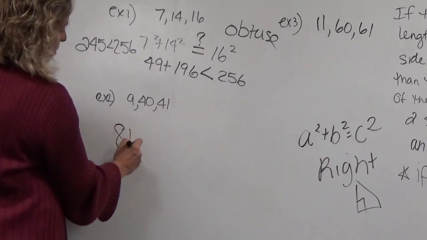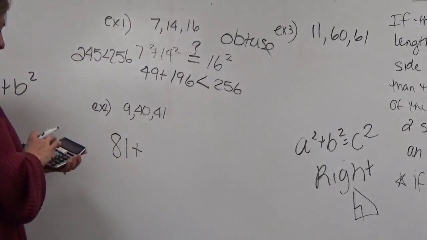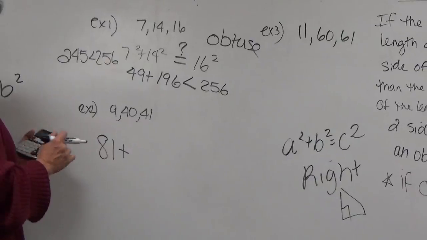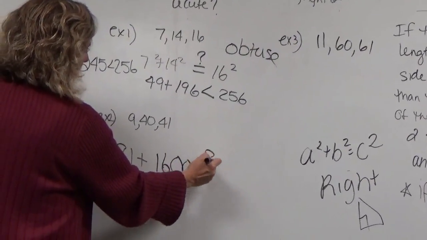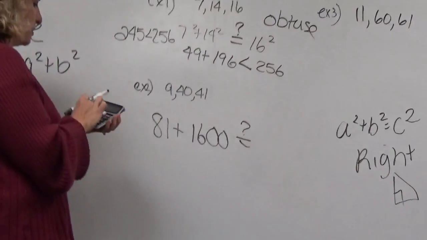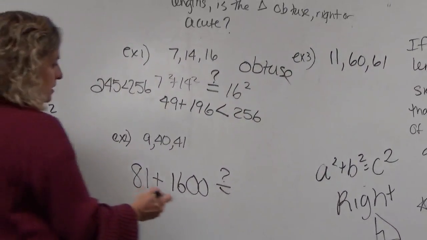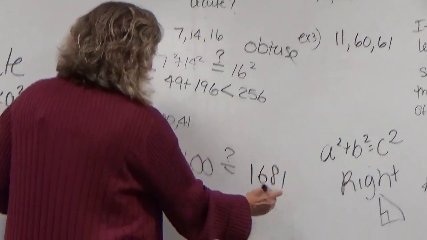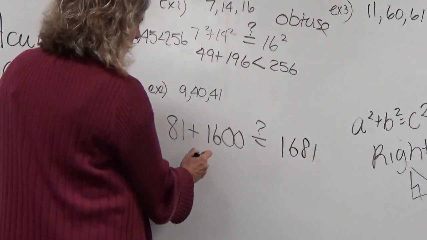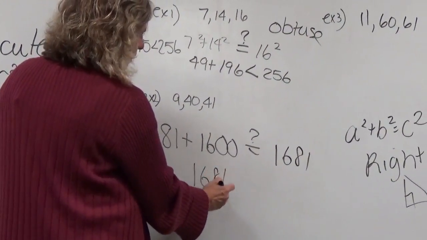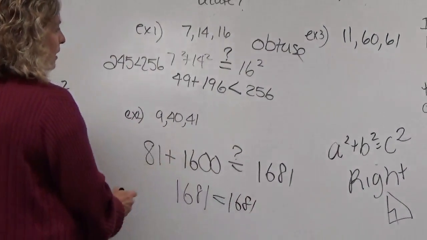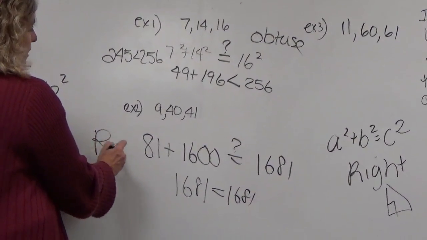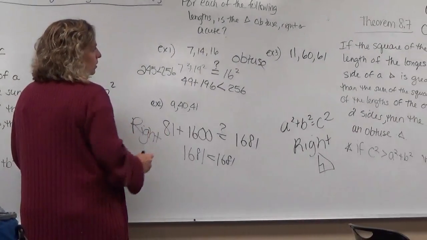9 squared is 81. 40 squared is 40 times 40, which is 1600. And 41 squared is 41 times 41, which is 1681. 1600 plus 81 is 1681, it actually equals 1681. Okay, what kind of triangle is this one? It's right because they equal.